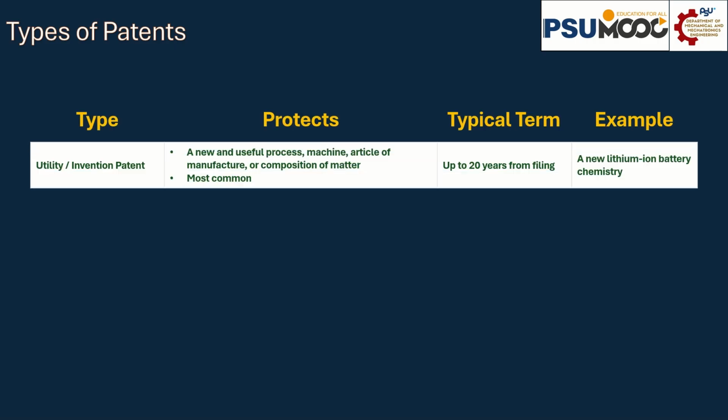There are several types of patents, each protecting a different aspect of innovation. The most common is the utility or invention patent. This protects how something works, such as a new battery chemistry, a new manufacturing process, or a new machine.